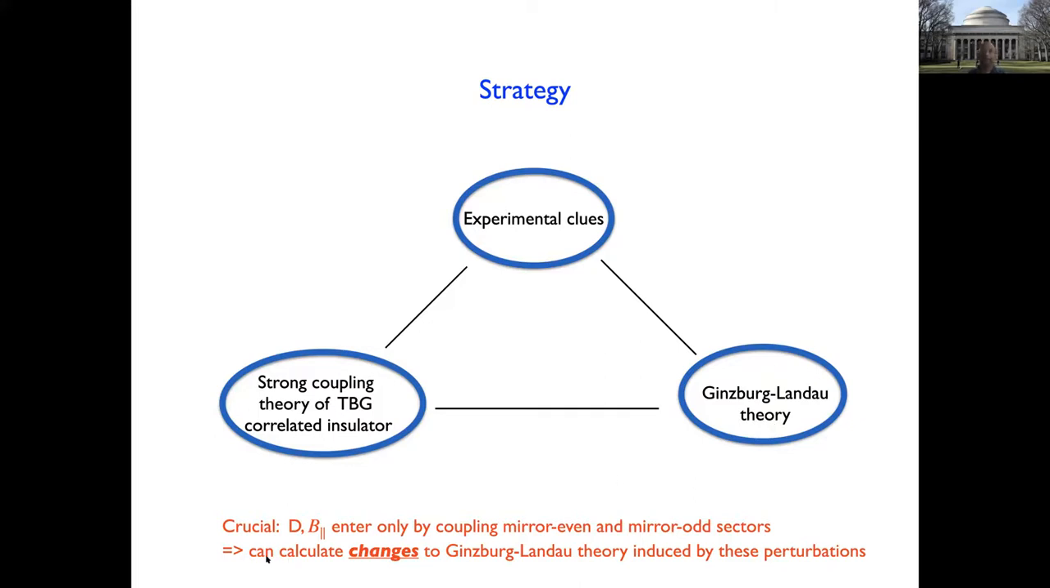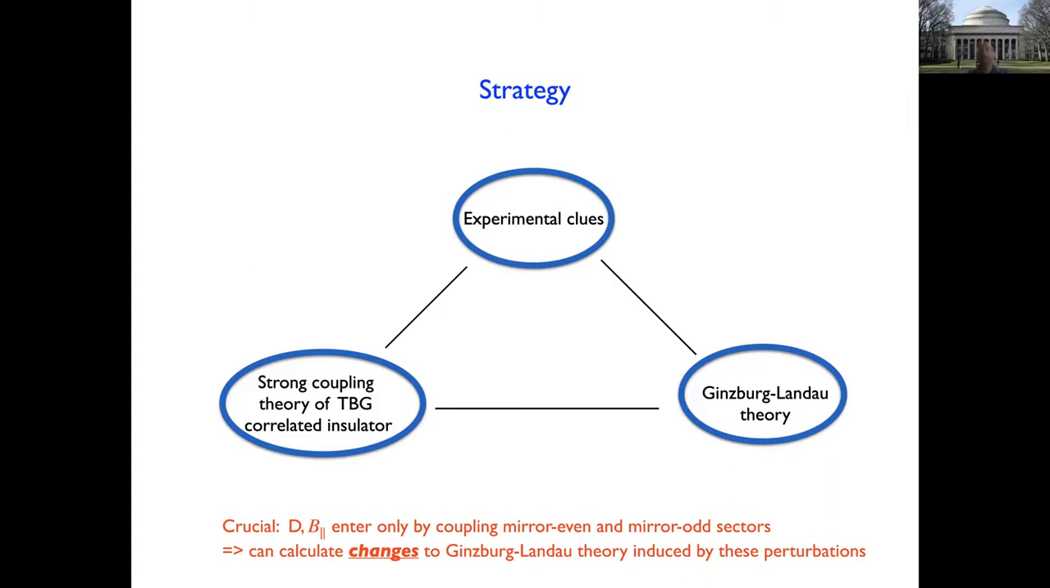And the reason is that the in-plane magnetic field and the displacement field only enter by coupling together the mirror even and mirror odd sectors. So whatever Ginzburg-Landau theory describes the superconductor when D and B parallel are zero, the modification to the Ginzburg-Landau theory by these perturbations is something that we can calculate a bit more reliably than the bare Ginzburg-Landau theory itself, because these only enter by coupling together the strongly interacting mirror even sector with the almost trivial mirror odd sector.